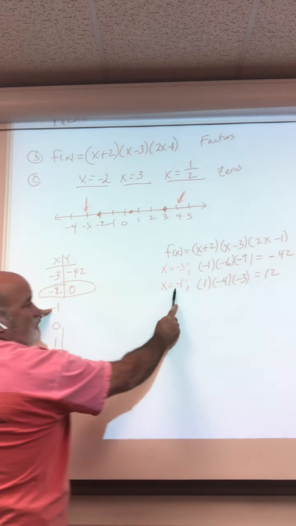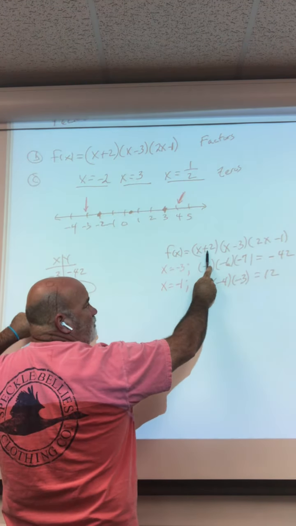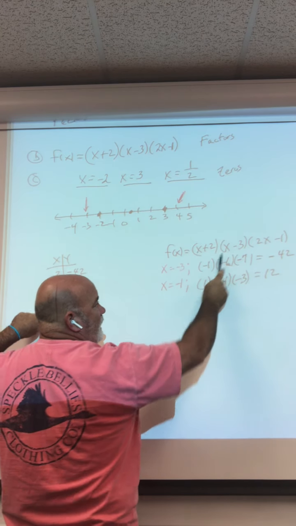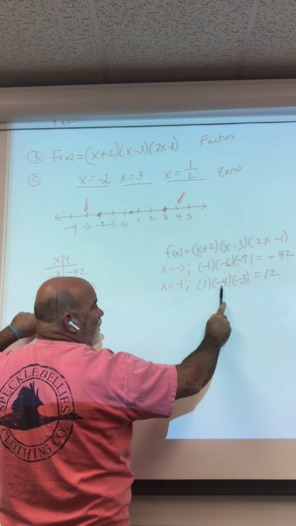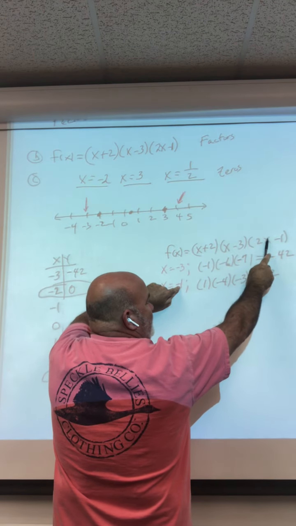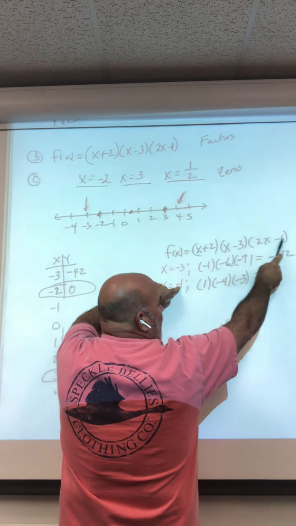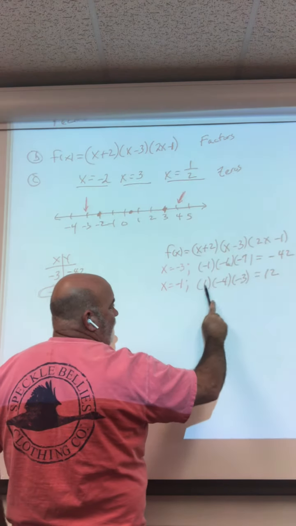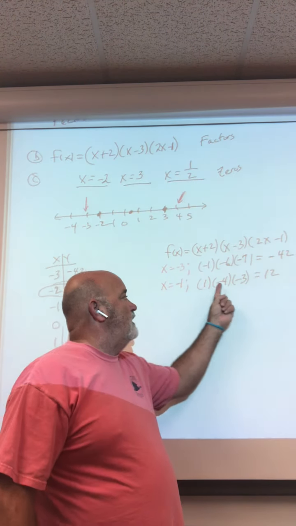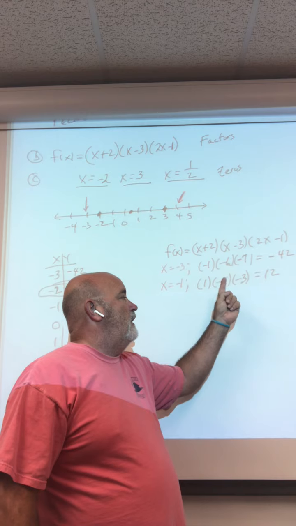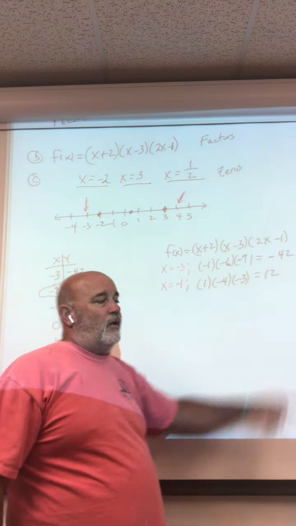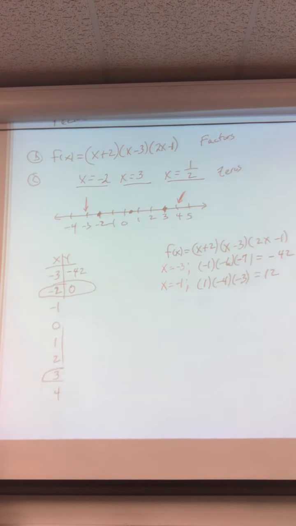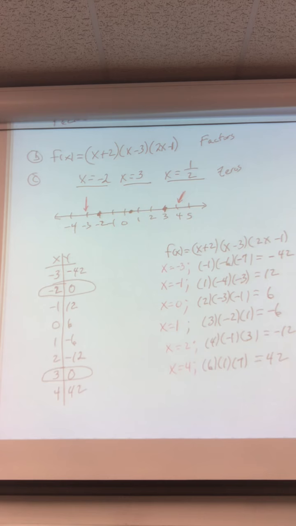Let x be negative 1. Negative 1 plus 2 is 1. Negative 1 minus 3 is negative 4. And then 2 times negative 1 is negative 2 minus 1, which is negative 3. If you multiply these out, 1 times negative 4 is negative 4. Negative 4 times negative 3 is a plus 12. So that number there will be plus 12. And then just continue right on. Okay, so pause the video and copy these numbers.